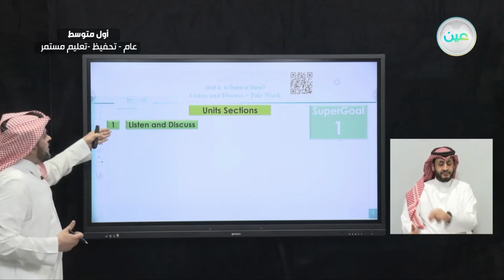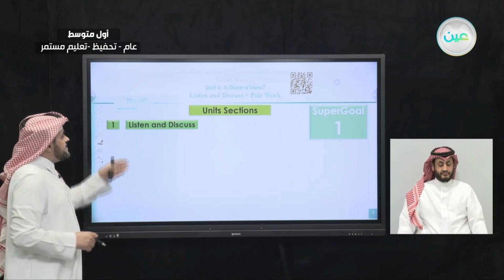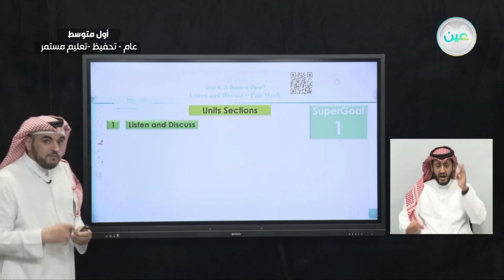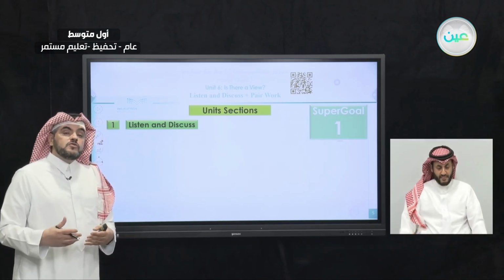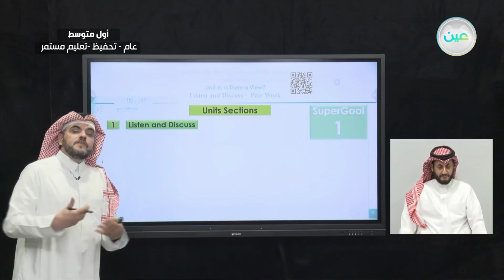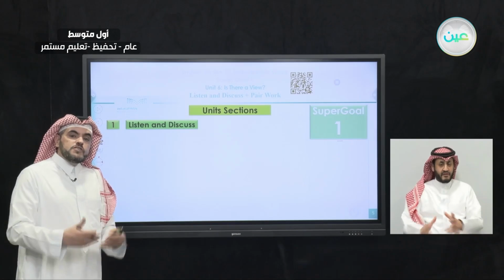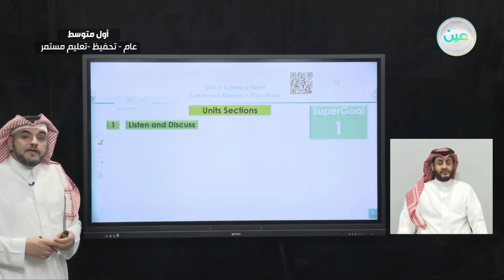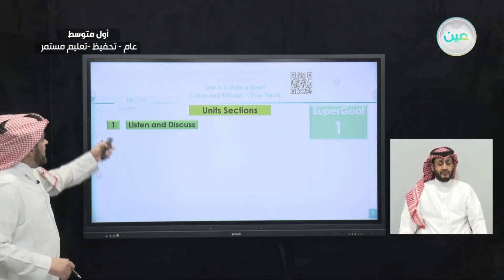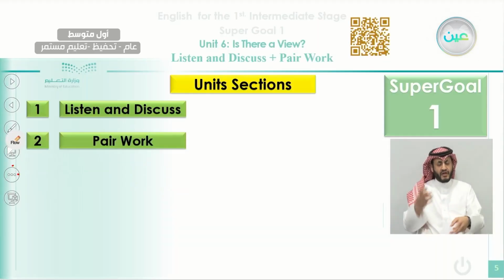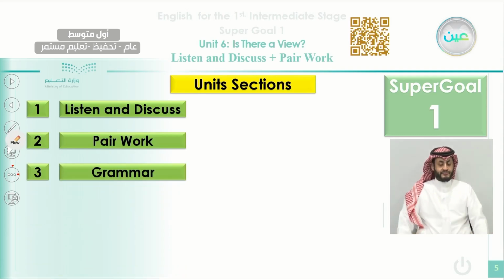So each unit starts with the listen and discuss section. That is section number 1. What are you going to have in this section? You're going to have the main theme. So the main theme is introduced in the listen and discuss section. Okay. After that, number 2, pair work. That is an activity you do with your colleagues or with a member of your family if you want to do that.